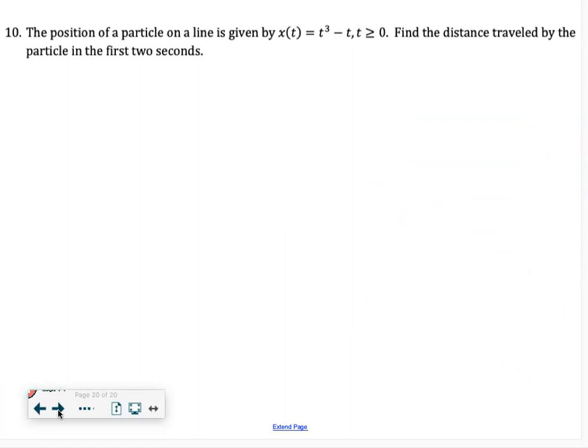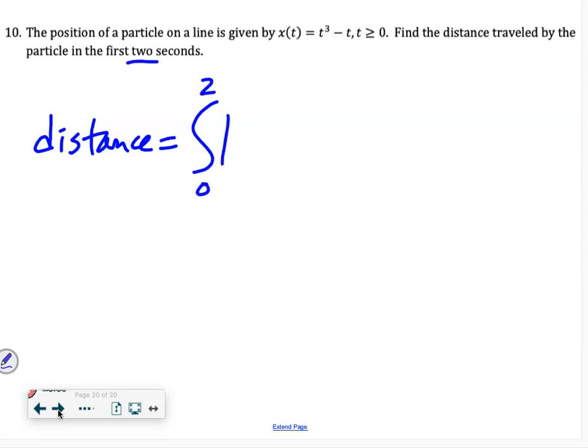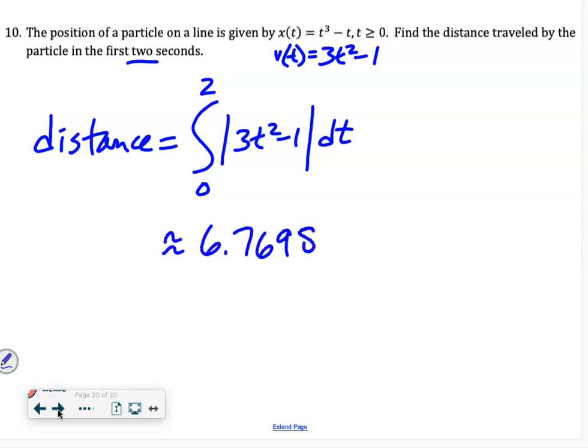So, let's see. Distance equals the definite integral for the first 2 seconds, so 0 to 2, of the absolute value. Ooh, we need the velocity. They didn't even give it. What's the velocity? And lucky for you, you have a calculator, so you don't have to know how to convert absolute value to piecewise. I got roughly 6.7698-ish.